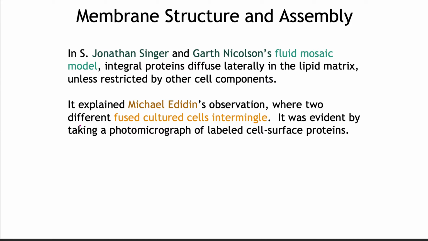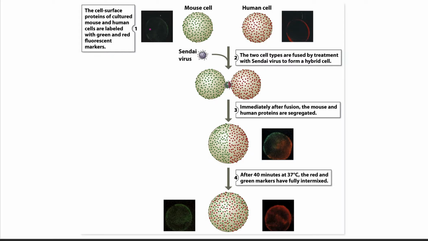So the fluid mosaic model was first proposed really in 1972. It was proposed by Singer and Nicolson, and then it evolved over time based on several different studies, and it explained one observation by Michael Edidin, where two fused cultured cells intermingle. So what exactly are we talking about? Well, two different cells. One was a mouse cell and one was a human cell, and we're really explaining the observation of Michael Edidin, where you have two cells.